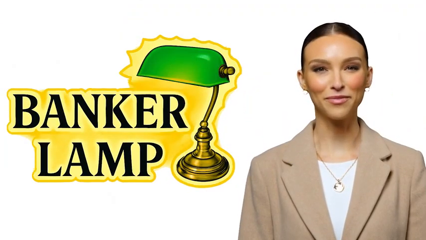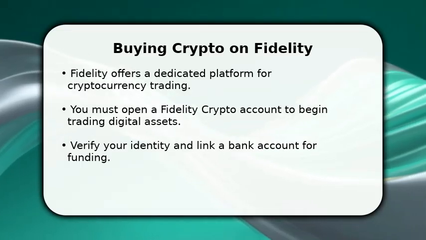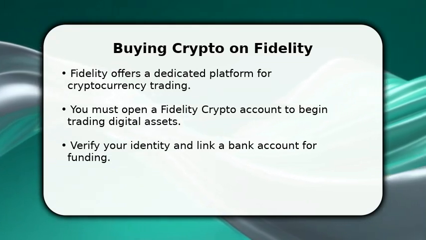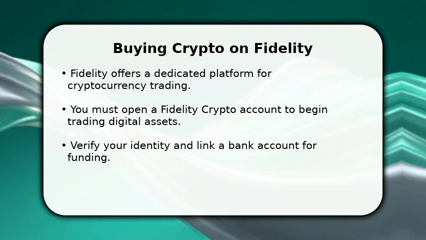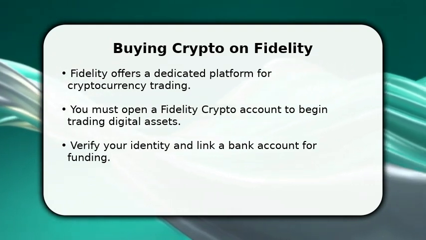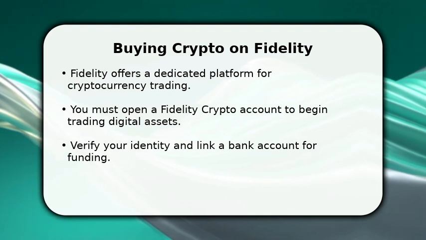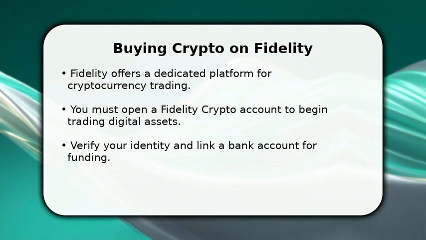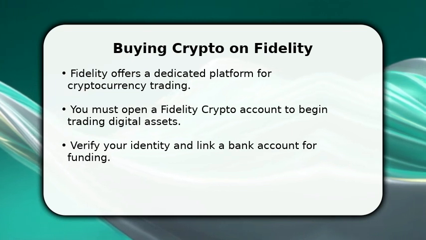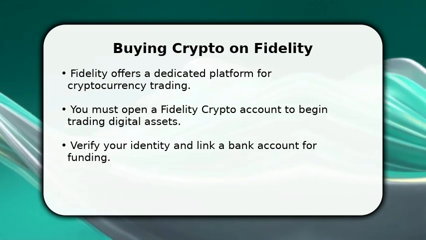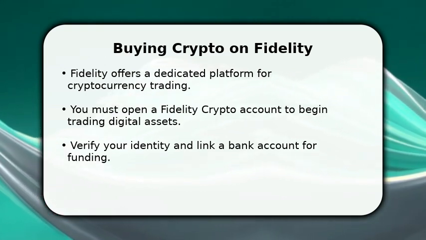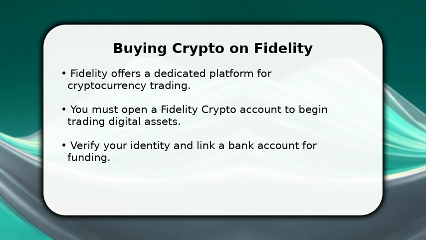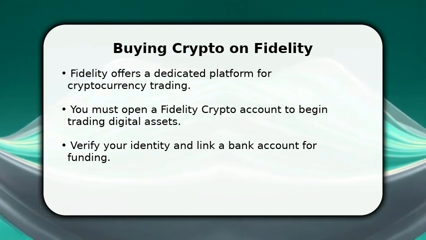Please enjoy the video. In this video, I will explain how to buy crypto on Fidelity. First, you'll need to open a Fidelity crypto account, which is separate from your standard brokerage account. This specialized platform is designed specifically for digital asset trading. Complete the identity verification process and securely link your bank account. This step ensures smooth and compliant transactions, allowing you to fund your account and start trading cryptocurrencies with confidence.